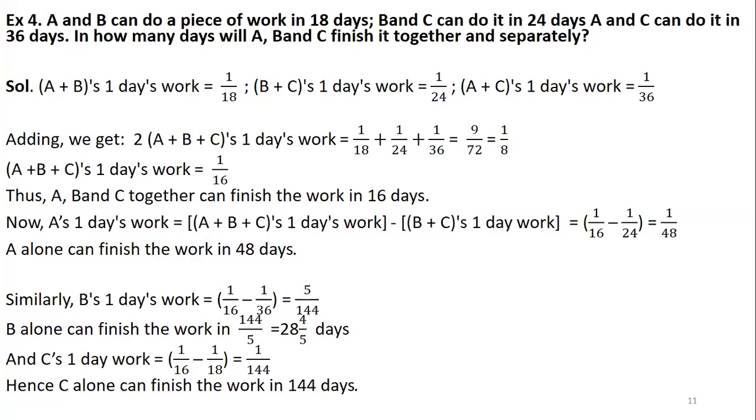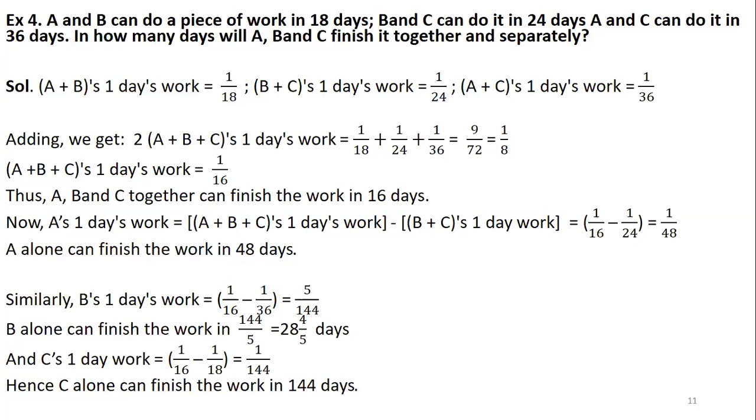Now, this is not our only question. A, B, C separately, in how many days will they complete the job? So, A plus B plus C is there. Now, subtract B plus C, so you get A. Like that, we can calculate. So, 1 by 16 minus (B plus C) is what? 1 by 24. Subtract, you get 1 by 48. So, A's 1 day's work is 1 by 48 part of the work.